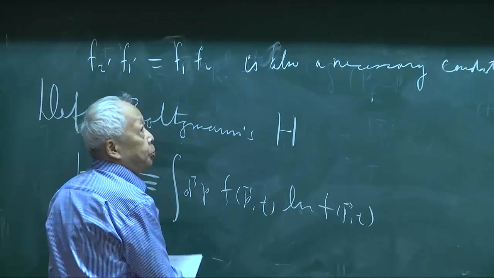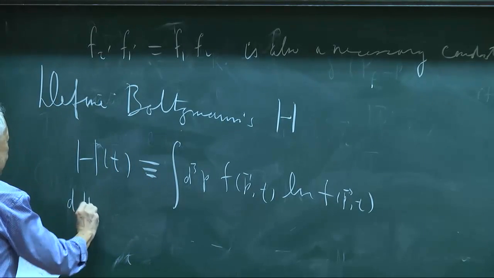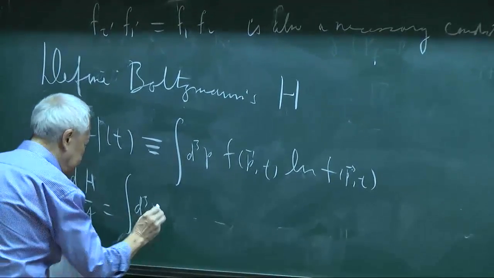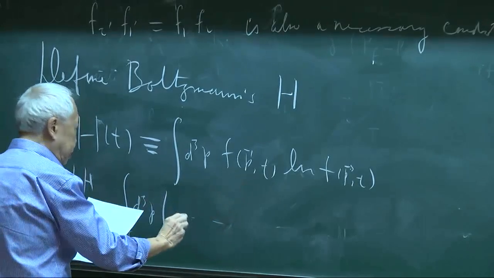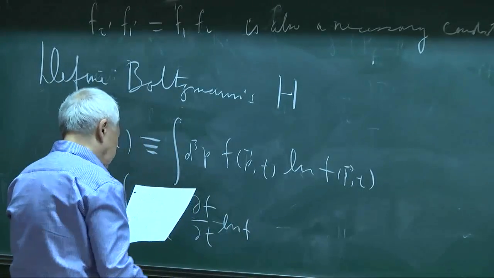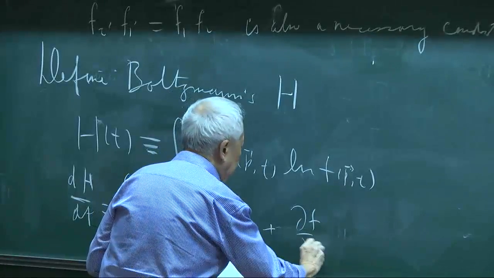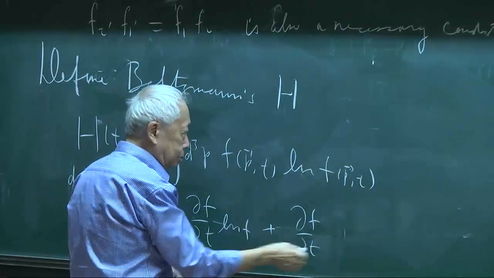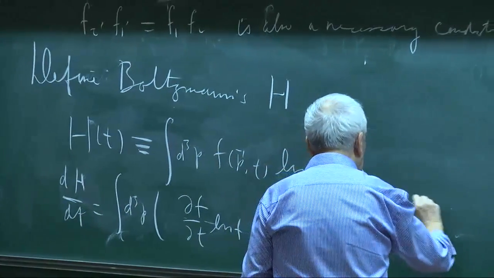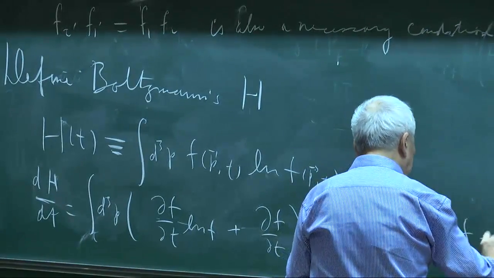So now the proof is very short. Once you define this, it's clever to define this. Once you define this, the proof is short. You just calculate dH/dt. Just differentiate. The first time you get df/dt times log f. The second term you just get df/dt, you differentiate f log f, and you get df/dt. So this is equal to the integral d^3p df/dt of log f plus 1.